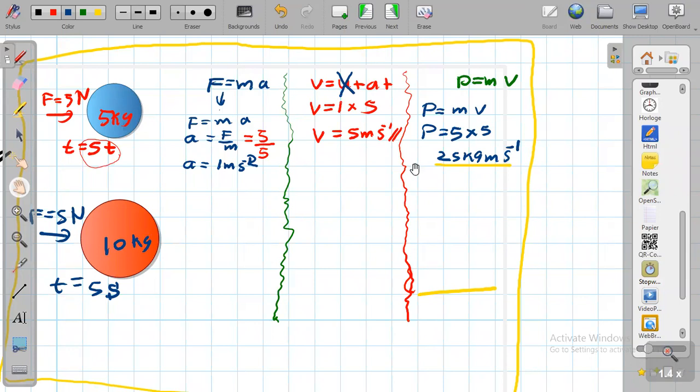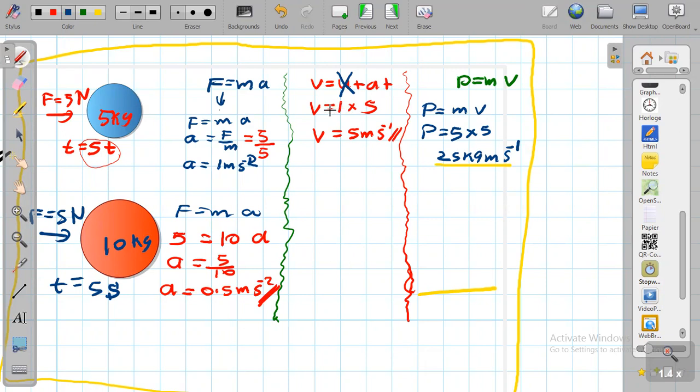Okay. Now the same method. It is going to be the same method again. Have a good look at F equals ma. My force is the same force of 5. Right? Same force of 5. Mass is 10. And the acceleration, that's the thing I don't know. 5 over 10. What is my acceleration going to be? 0.5 m s^-2.